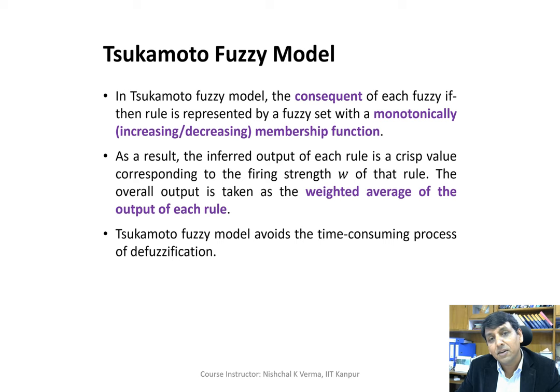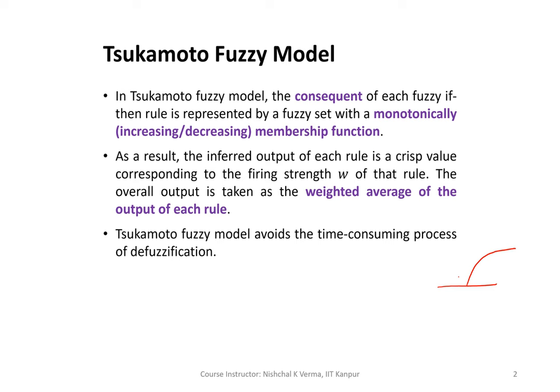So, if this is the case, then the fuzzy set characterized by a monotonically increasing or decreasing membership function will always be of this kind. It is either left open or right open fuzzy set. So, this is right open, and this is left open. This kind of thing happens with the consequent part.